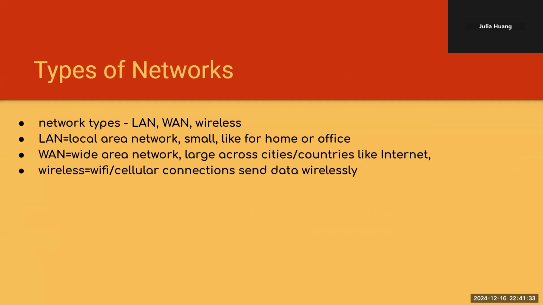So we have different types of networks, like LAN, WAN, and also wireless. LAN stands for local area network. It's very small, like for homes and also offices, while WAN is for wide area network. It's for large things, like across cities and also countries, like the internet. Wireless is basically like Wi-Fi or also phone connections that send data wirelessly.